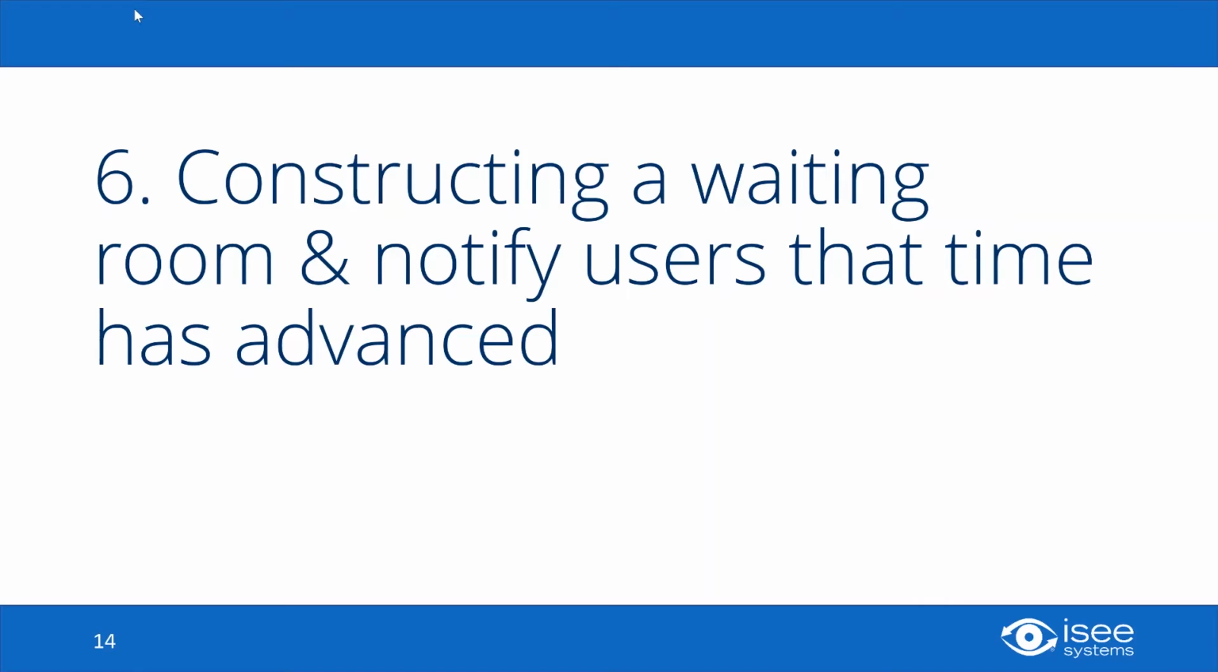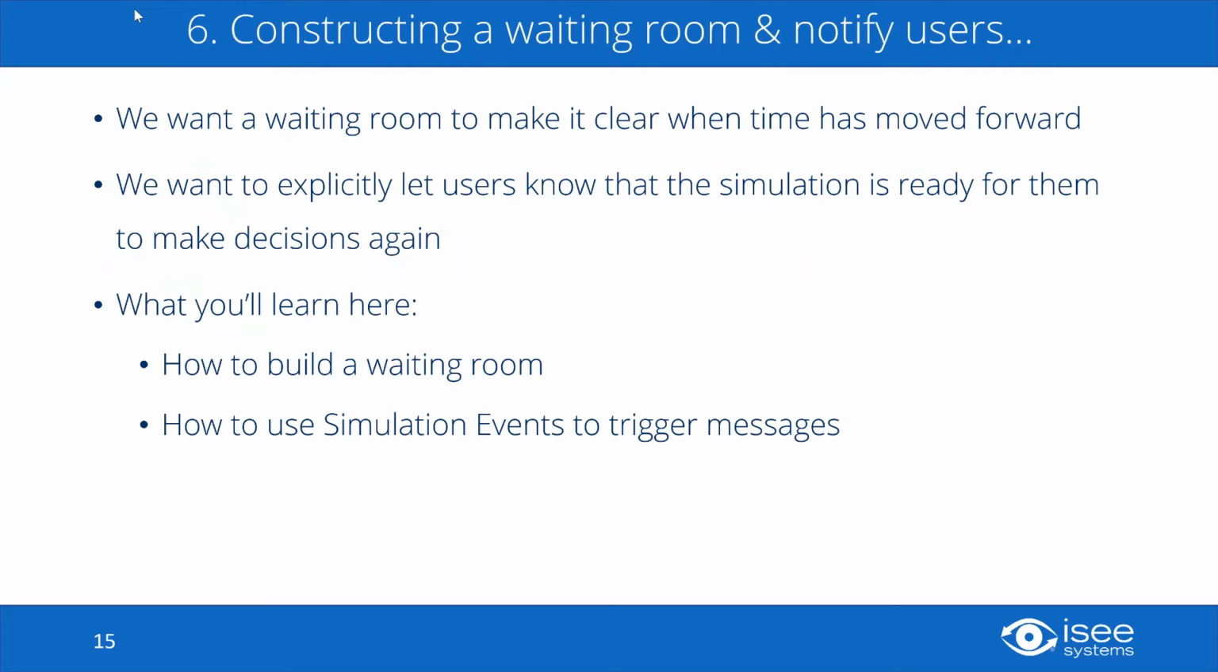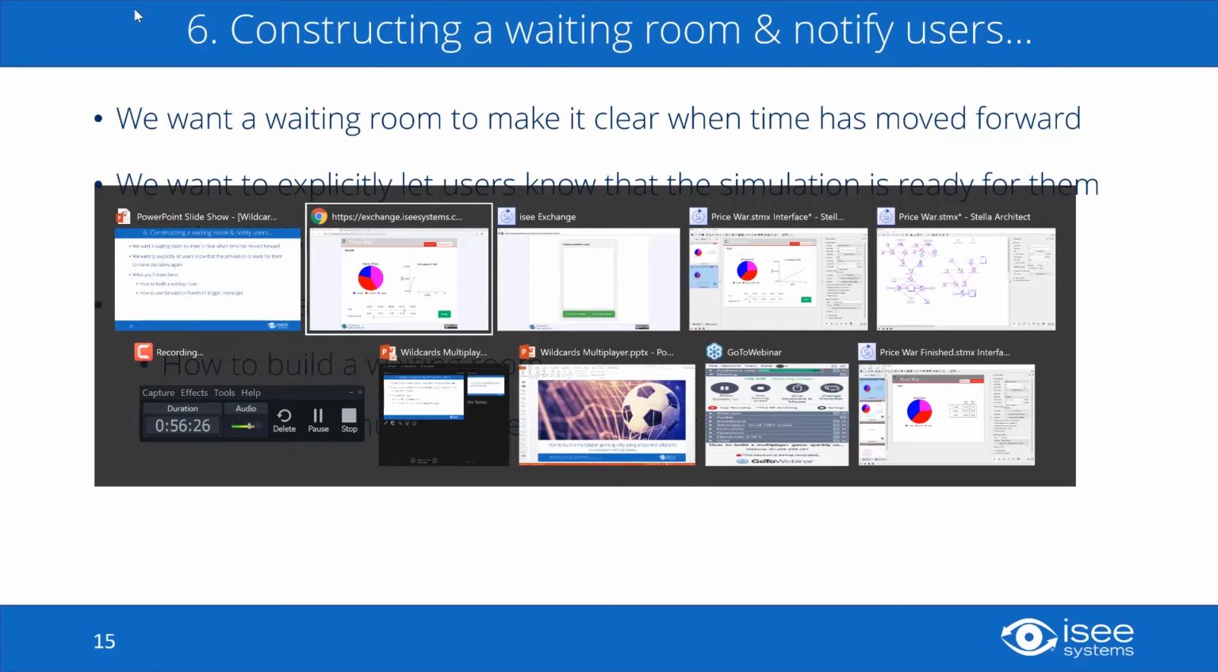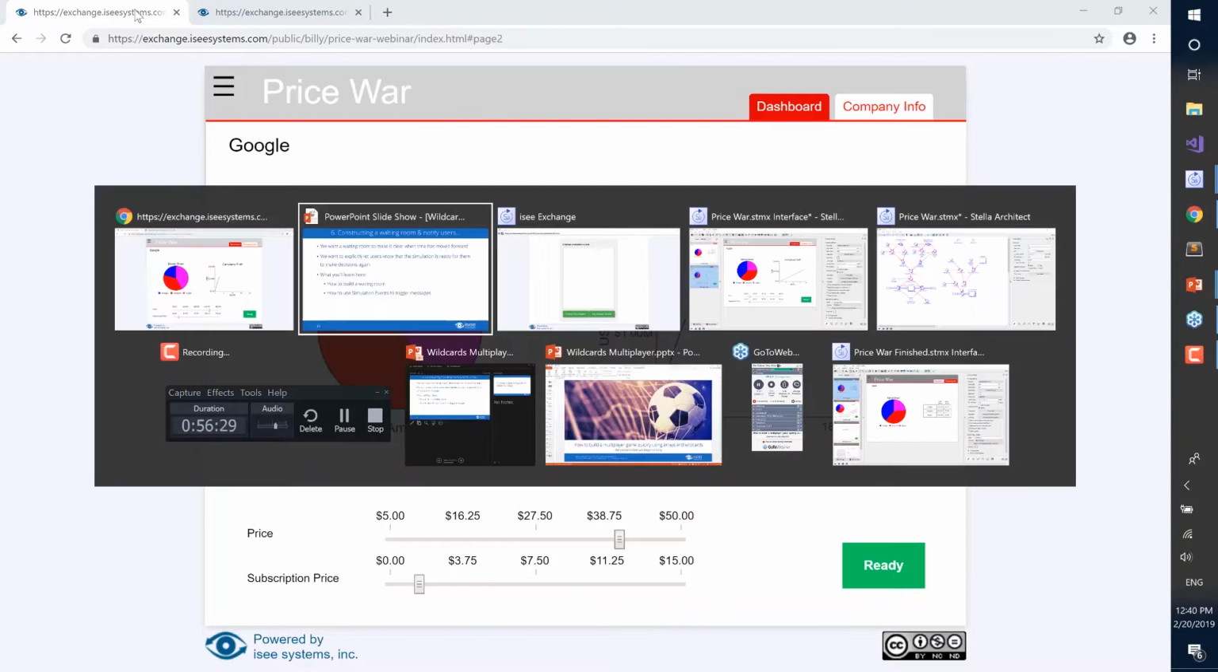So what we need to do to address this problem is to construct a waiting room and notify users the time has advanced. So we want a waiting room to make it clear when time is moved forward. We want to explicitly let users know the simulation is ready for them to make decisions again. So you're going to learn how to build a waiting room and how to use simulation events to trigger messages. So let's go back into Architect and make that happen.